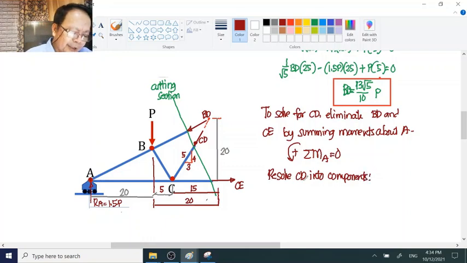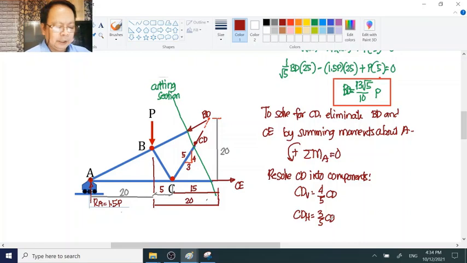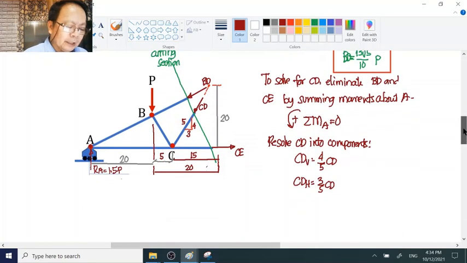Then we would find that the vertical component of CD will be equal to the ratio of the vertical to the inclined distance of the inclination. So that is 4/5 of CD. And the horizontal component of CD will be equal to 3/5 of our CD. Right? And if this will be resolved at point C, let us try to resolve this at point C.